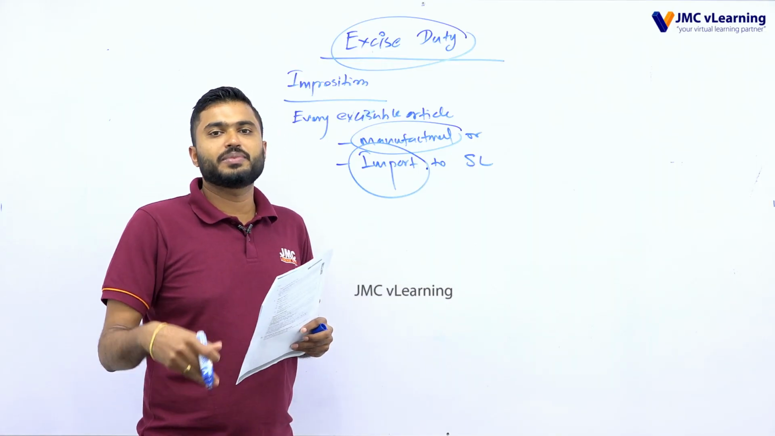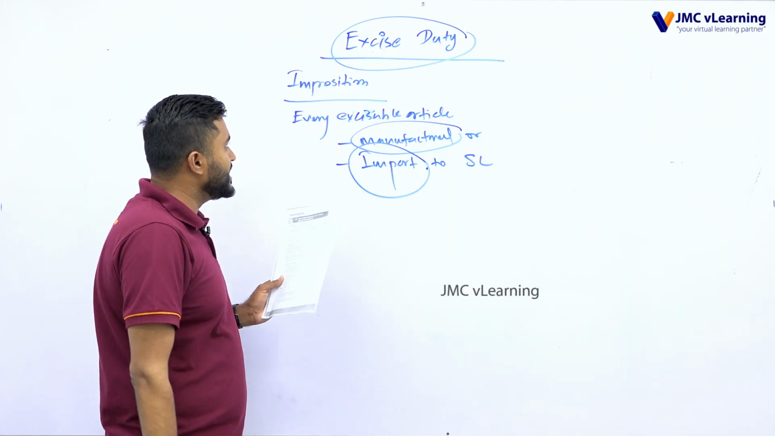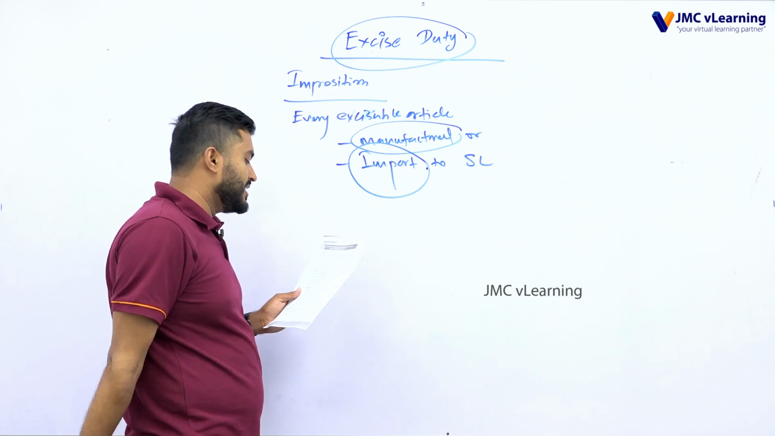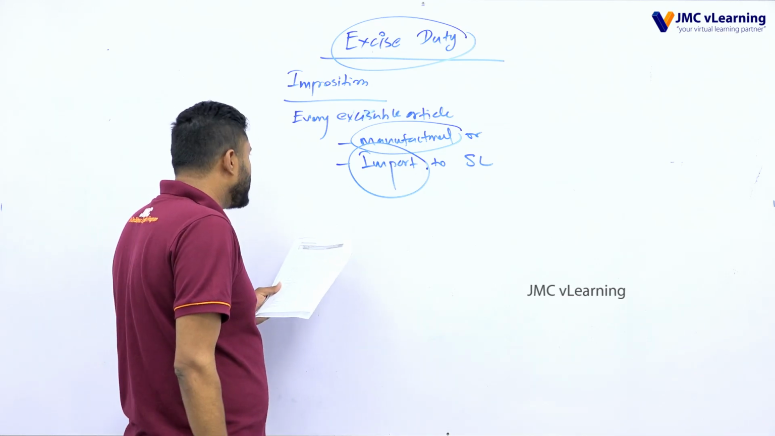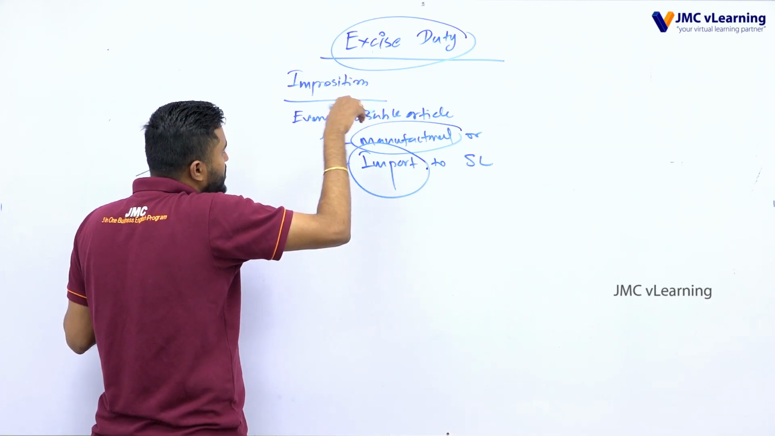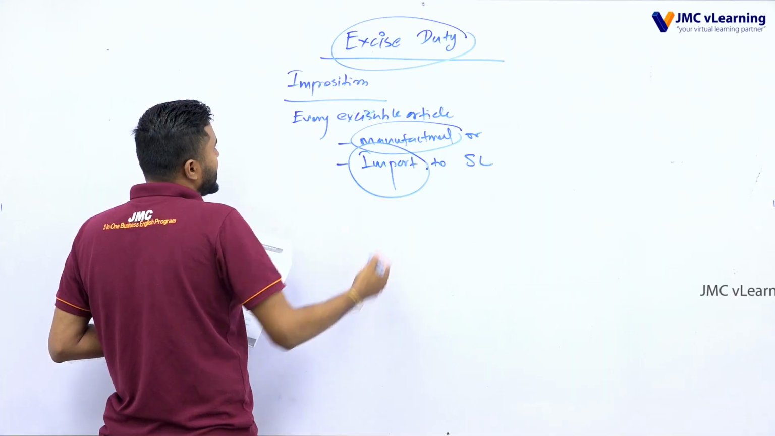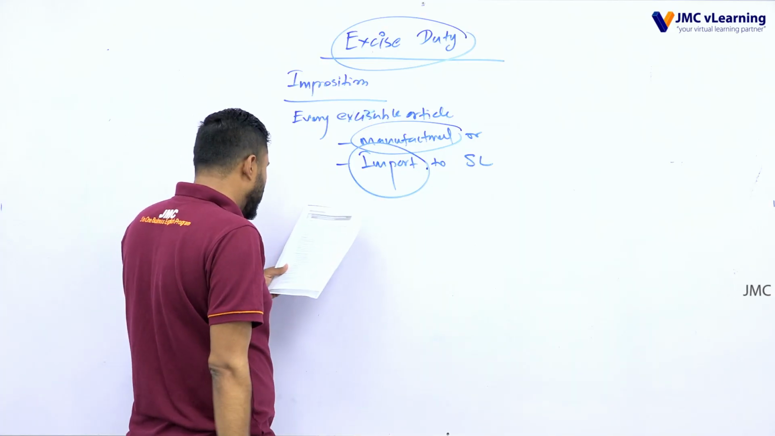They will issue some gazette notification and will inform the recent rates. So therefore, there is no flat rate, right? Here you have to pay the excise duty on the value of such excisable article. So how can you decide the value of that excisable article?